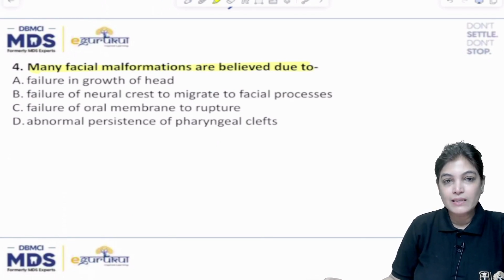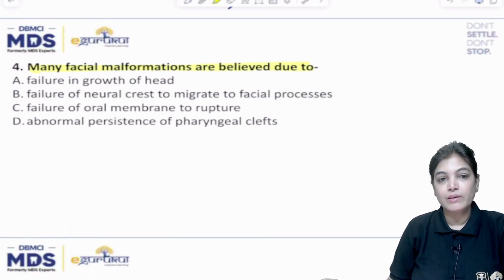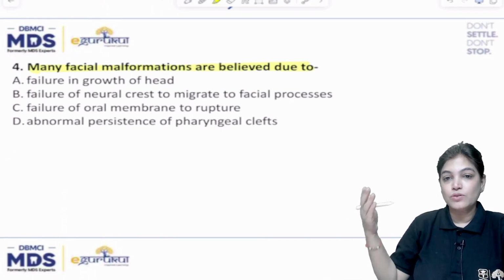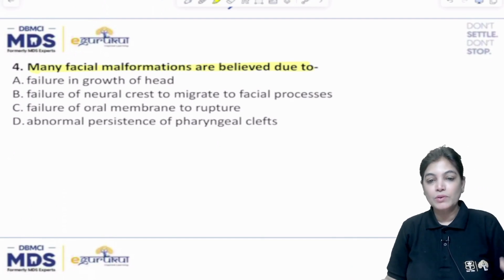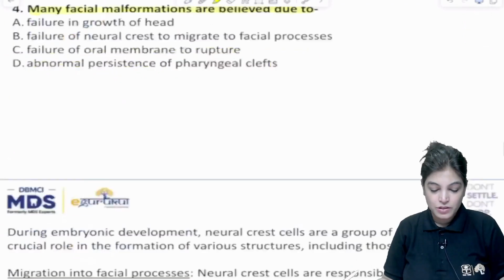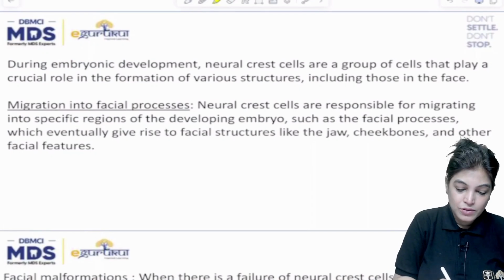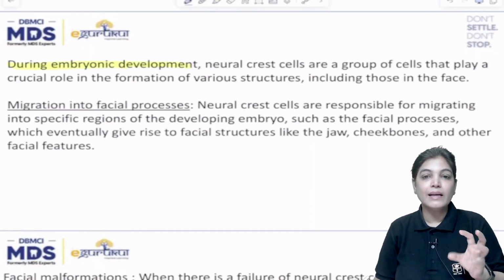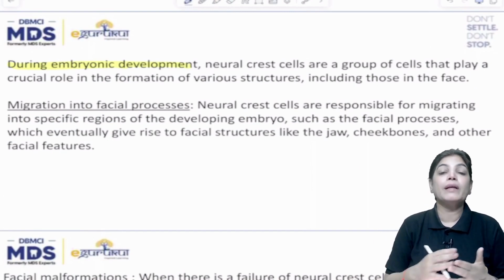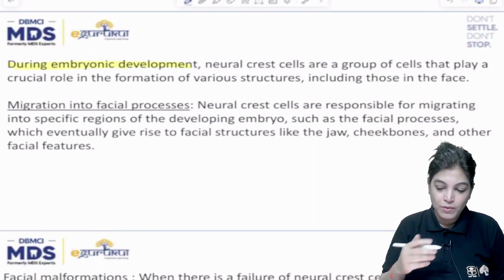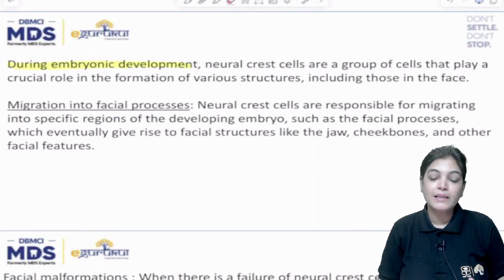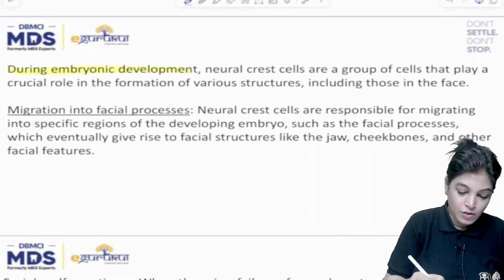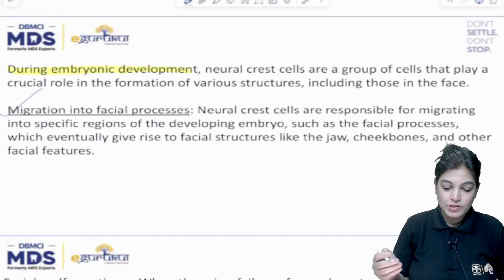So I would like to explain a few facts and then we can come to the right answer. Actually, according to me, the right answer is failure of neural crest to migrate to facial prominences. But before that, I would like to give you certain explanations. What happens during embryological development? The neural crest cells are a group of cells that play a very crucial role in the formation of many structures, including many structures in the face. So, migration into the facial processes.